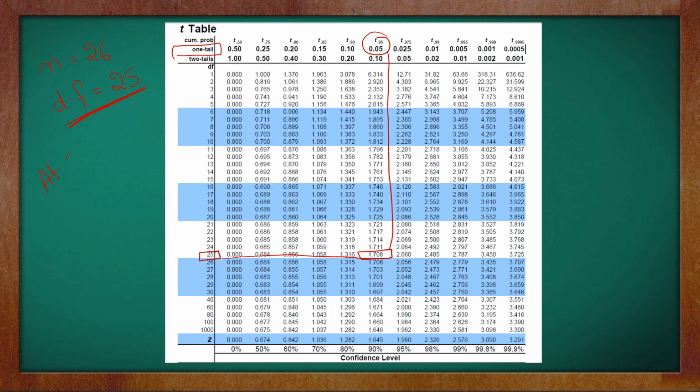This is the way, guys, to check the value. 5% level of significance for a one tail test. What is the table value at 5%? 1.708. No need to learn these values, I'm saying again. Obviously you cannot learn them, so definitely the examiner will provide you these values.